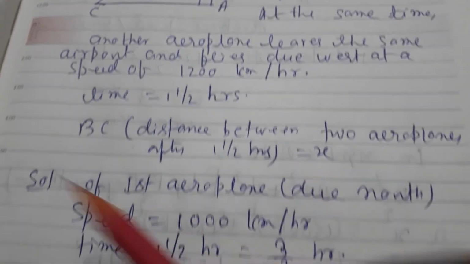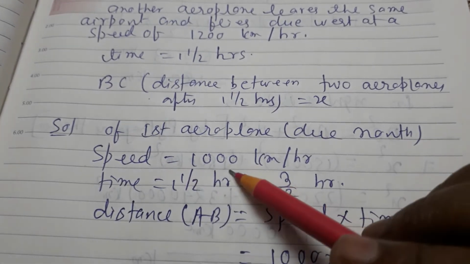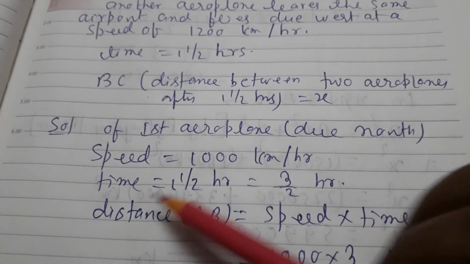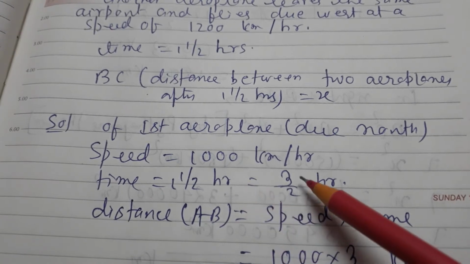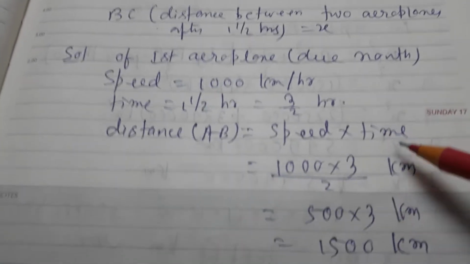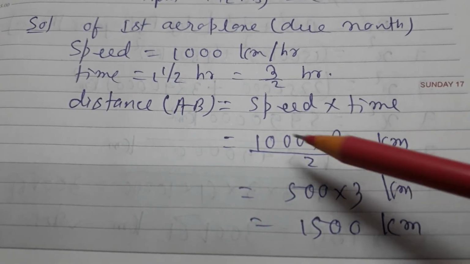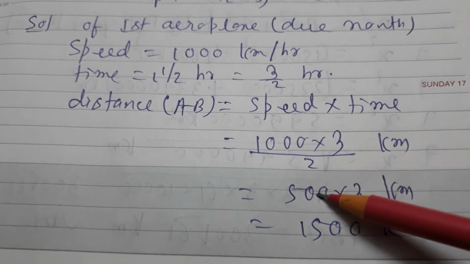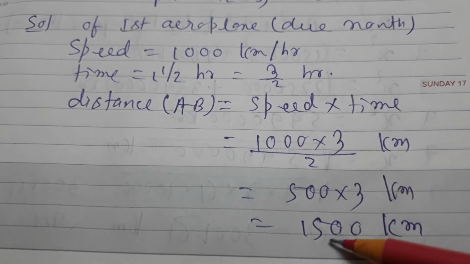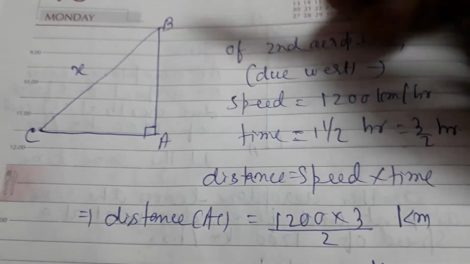Now look, solution of the first aeroplane. This is the first aeroplane. Due north, speed equals 1000 km per hour. Time is given 1.5 hour, that is 3/2 hour. And distance AB equals speed into time. 1000 into 3/2 km. If we divide 1000 by 2, we get 500. So 500 into 3, 1500 kilometer. This AB is 1500 kilometer.